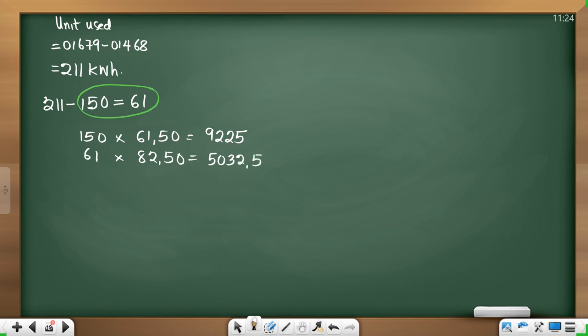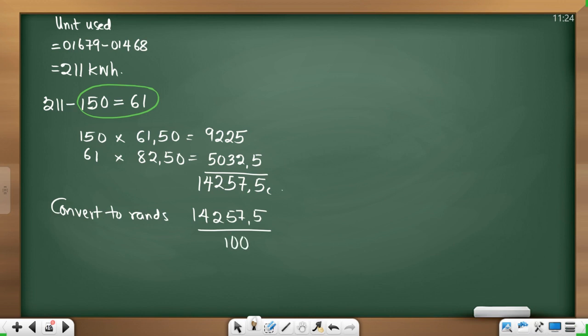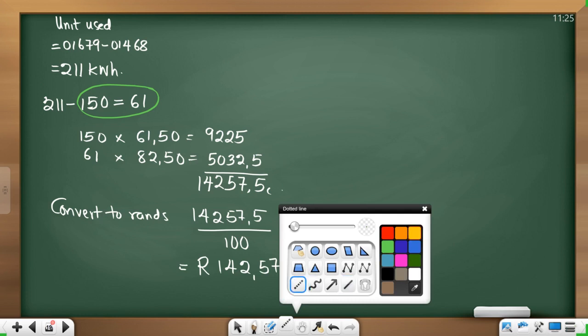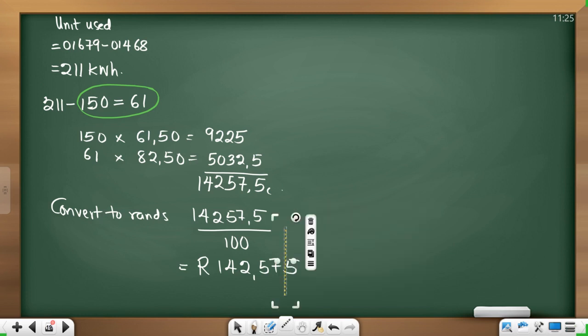Now what do you do? You add. Use your calculator. That will give me 14,257.5. Now, that is the total in cents, but I have to convert to rands. How do I convert? Please show that conversion. It's important. It's a mark: divide by 100. Now, here's what your calculator would give you: 142.575. This answer is still wrong. Why? It must be in 2 decimal places. So I'm going to stop at 2.